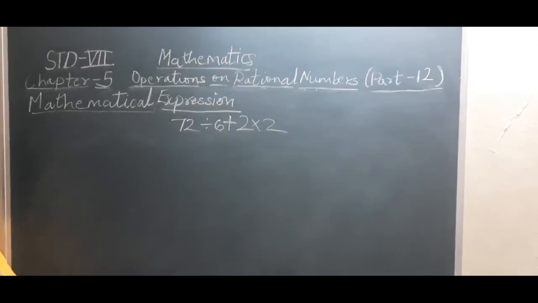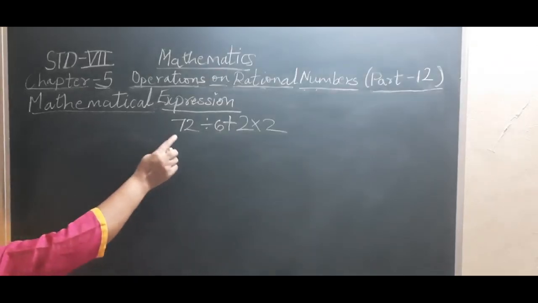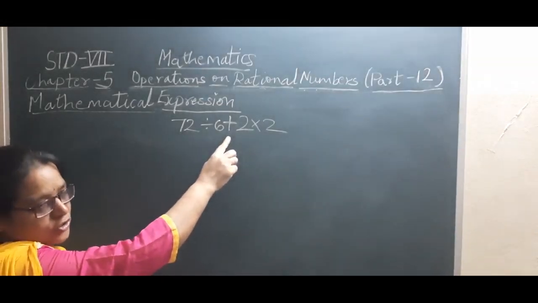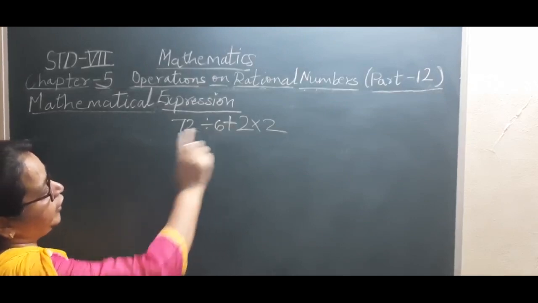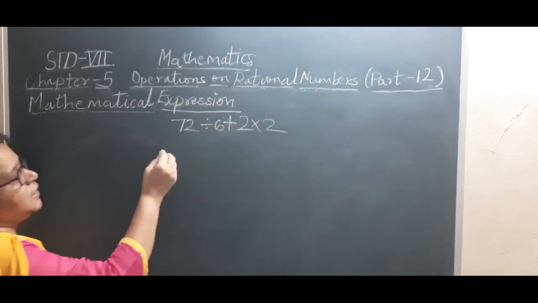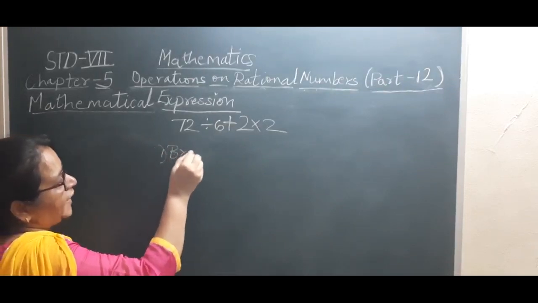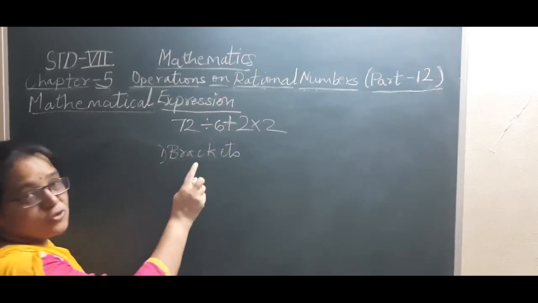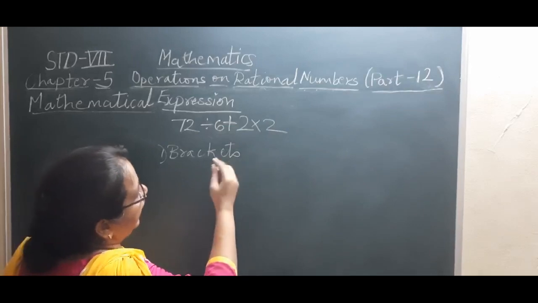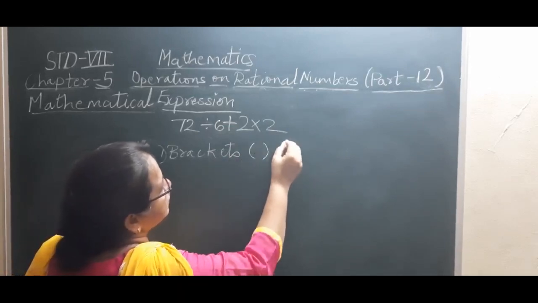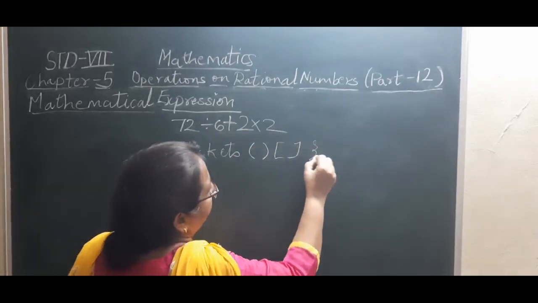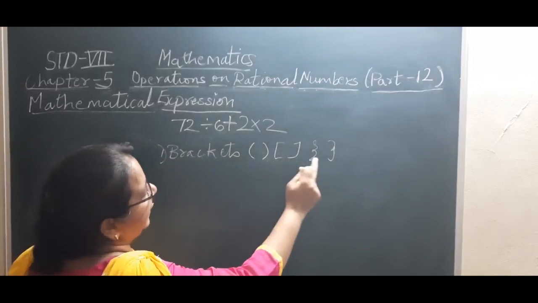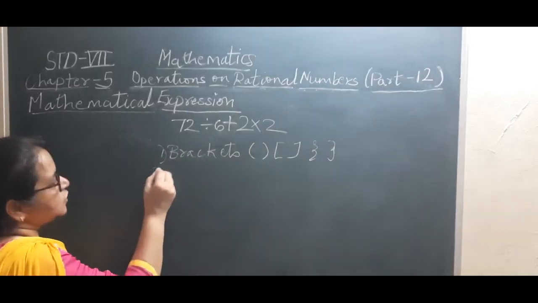Now children, we'll see which rules we have to follow while solving a mathematical expression. When any example is given like this, how we should solve and how we should start with, we are going to see according to the rules. Let's see the first rule, brackets. That means if any number is given inside the brackets, we have to solve that first. There are three types of bracket: round bracket, square bracket and curly bracket. In this also, first we are going to solve the round brackets, then the square bracket and at the end the curly brackets.